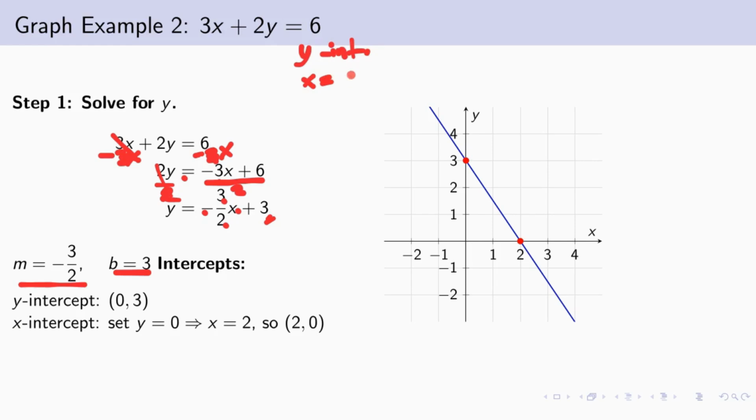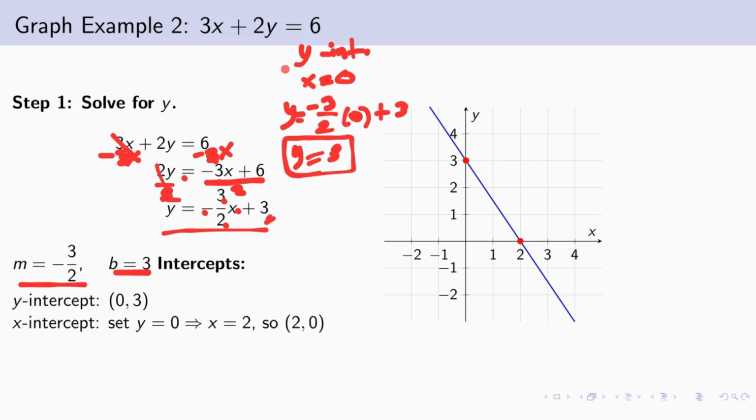So given our slope-intercept form, we have y is equal to negative 3 over 2 times 0 plus 3. So y is equal to 3. Therefore, if x is equal to 0, y is equal to 3. That gives us the point (0, 3) for the y-intercept. How about the x-intercept?